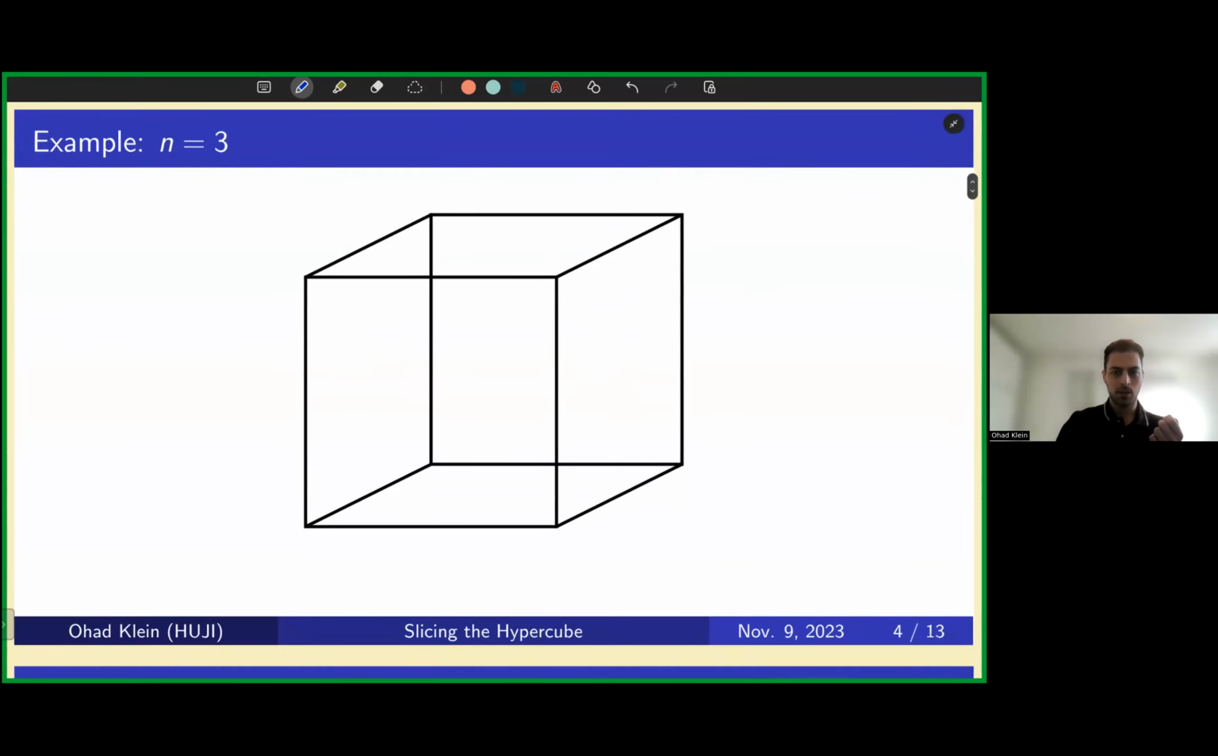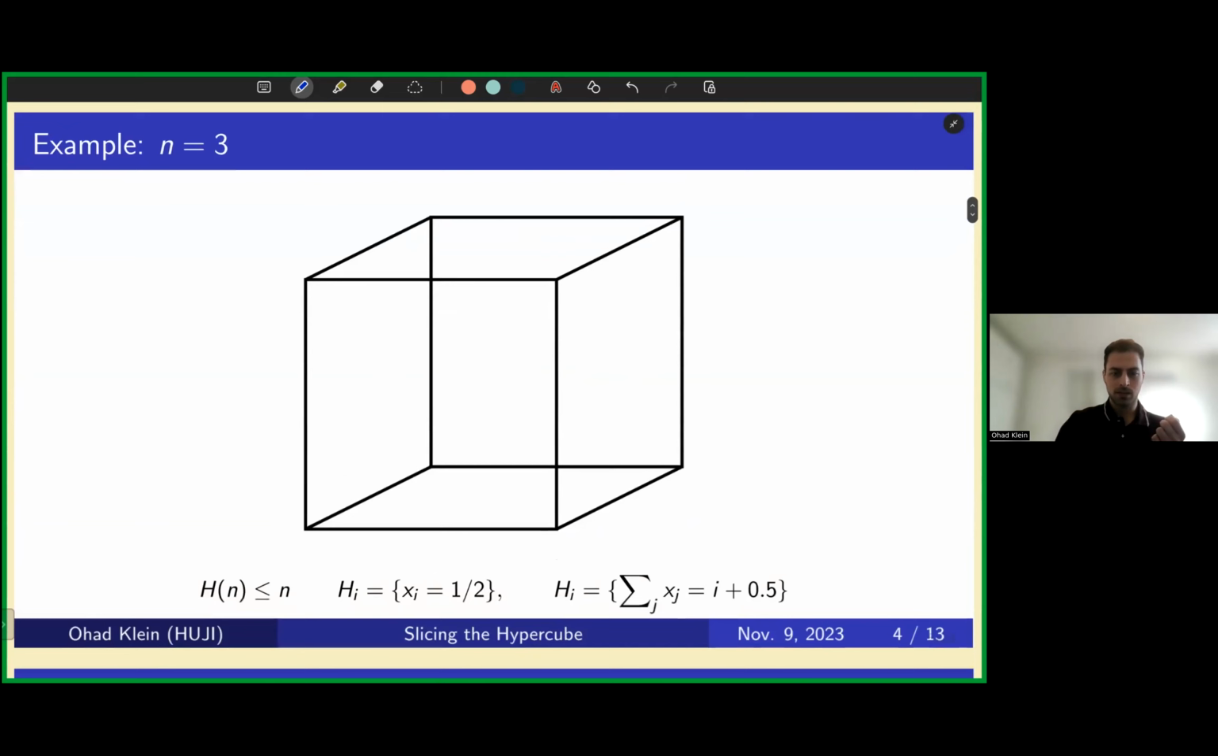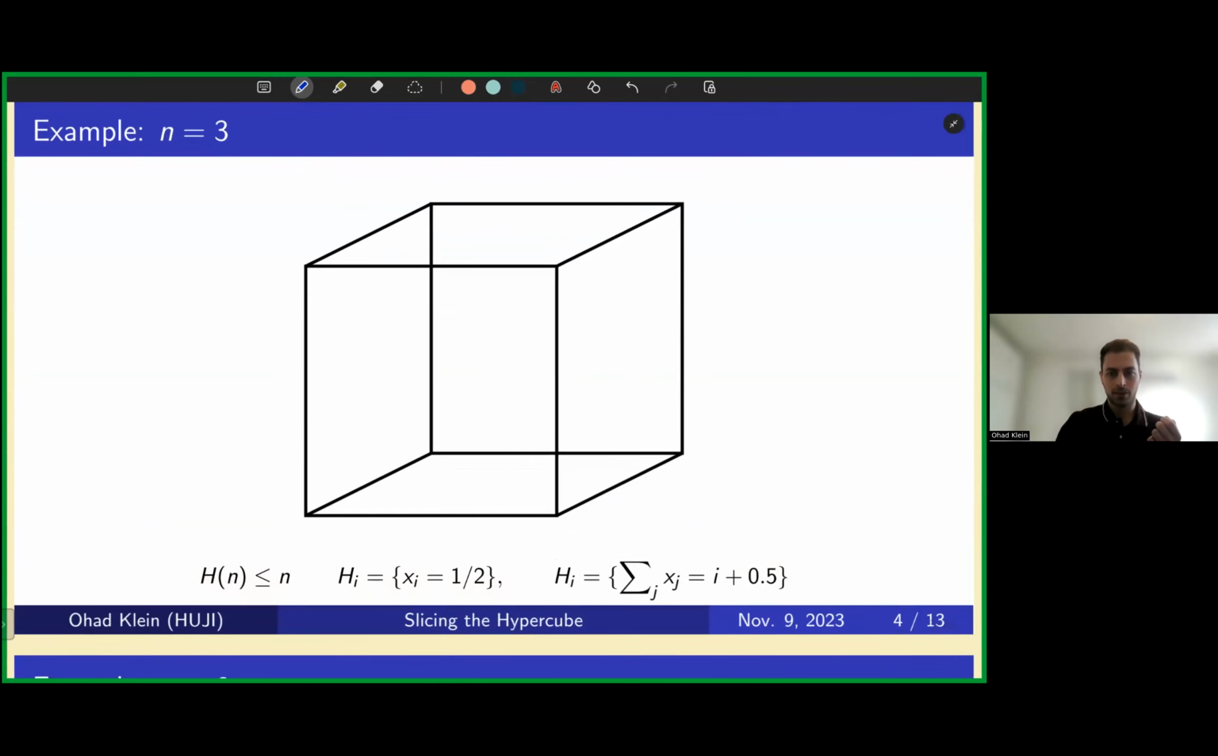What happens in 3 dimensions? How many planes do we need in order to dissect all 12 edges of this cube? So once again, we can have the same two configurations. We can have planes that are orthogonal to the axis, and we can also have planes that are parallel to a diagonal of this cube. In general, this shows that h of n is at most n.